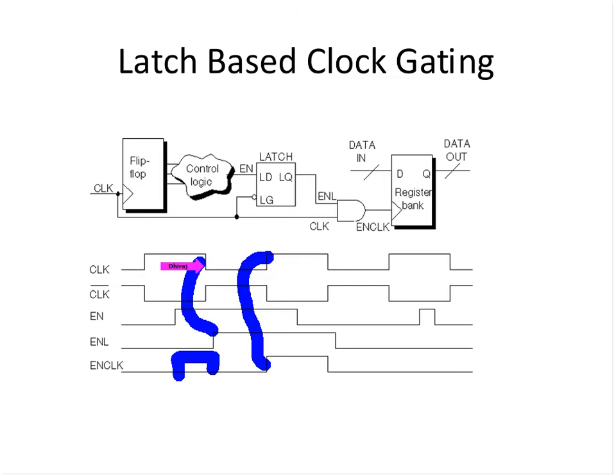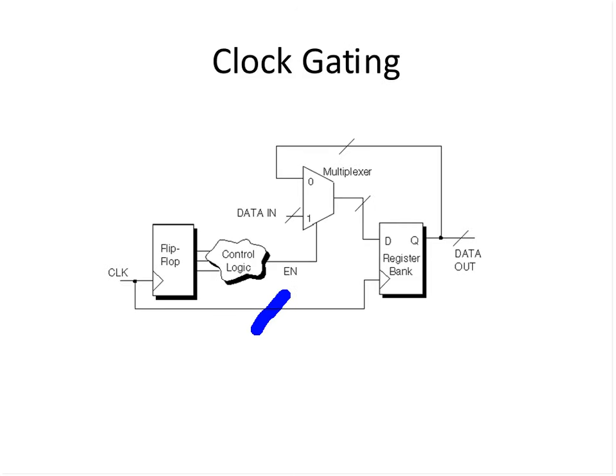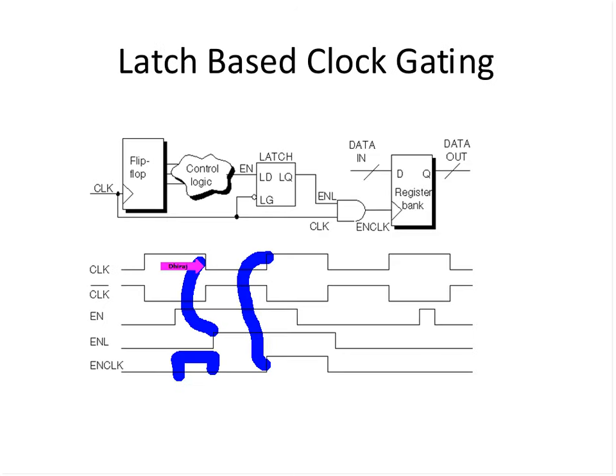So this circuit does two things. First, it gates off the clock when it is not enabled. The functionality is the same here: this register bank gets the same data whenever enable is low. Here, the data is stable when enable is low because there is no clock, so there is no toggling. The second thing the latch does is give us a very stable circuit to avoid glitches on the clock. So the latch is to avoid glitches, and the gate is to actually gate the clock.